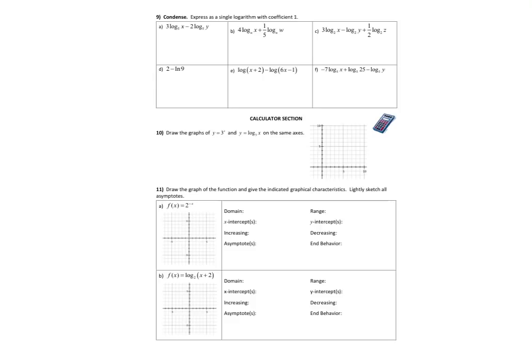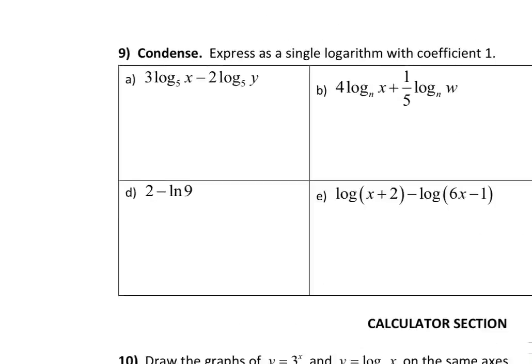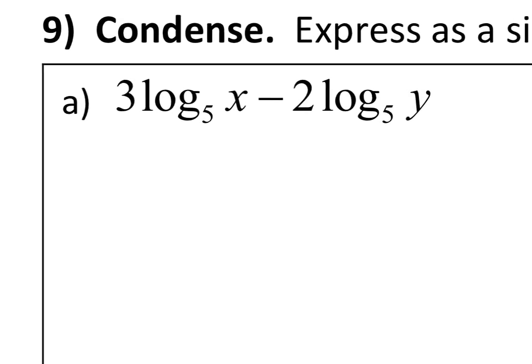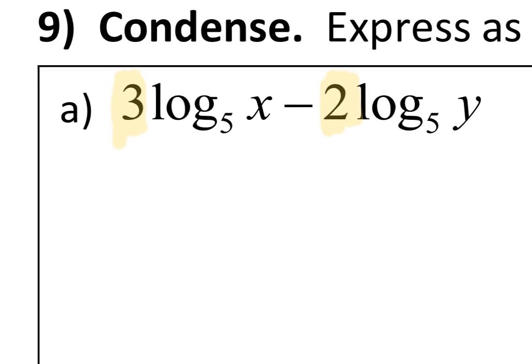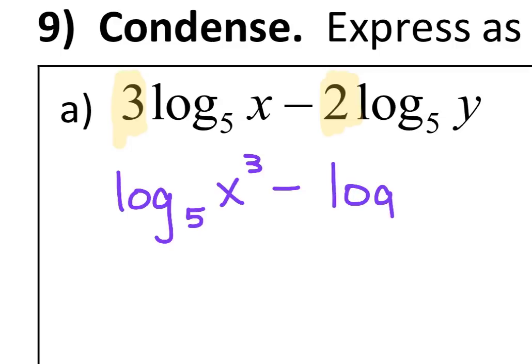So here, for example, in letter A, the first thing that I notice is that I have coefficients on both of these logarithms. And so the first thing that I'm going to do is rewrite that expression. Instead of using coefficients, I'm going to change the coefficients to exponents. So this will be log base 5 of x to the 3rd power minus log base 5 of y to the second power.